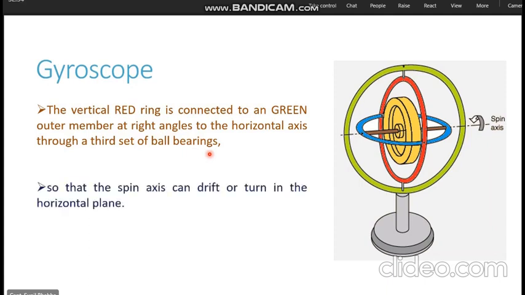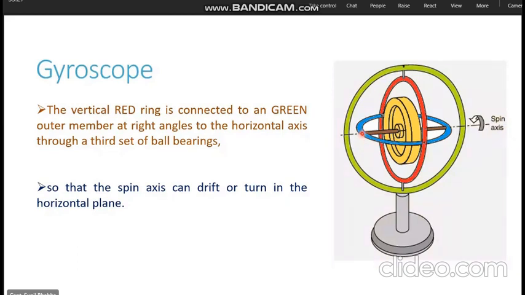And this set of ball bearings, one fitted on top here, connecting the red vertical ring with the green outer member, allows the spin axis to move in the horizontal plane. You see, the spin axis can move in the horizontal plane. Looking from top, it can move in the clockwise direction like this, or it can move in the anti-clockwise direction in the horizontal plane.